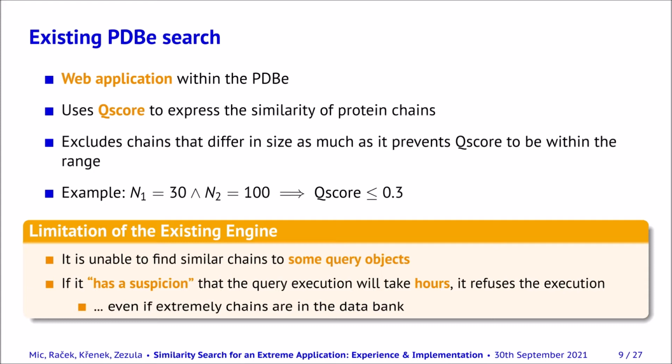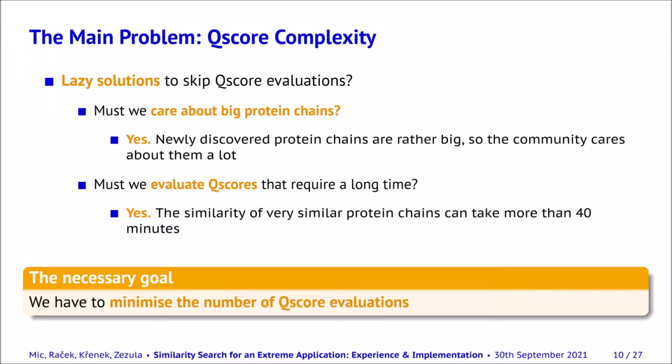Moreover, the current search engine checks the structure of the query chain, and if it is too big, the query execution is refused completely, even if near duplicates of the query chain are in the data bank. Extreme properties of the searched domain suggest simple solutions to speed up the search. First, we observed a long tail of the biggest protein chains, and at the same time, just big protein chains can be problematic to evaluate their similarity with others. Therefore, how about discarding biggest chains, similarly as the current search engine?